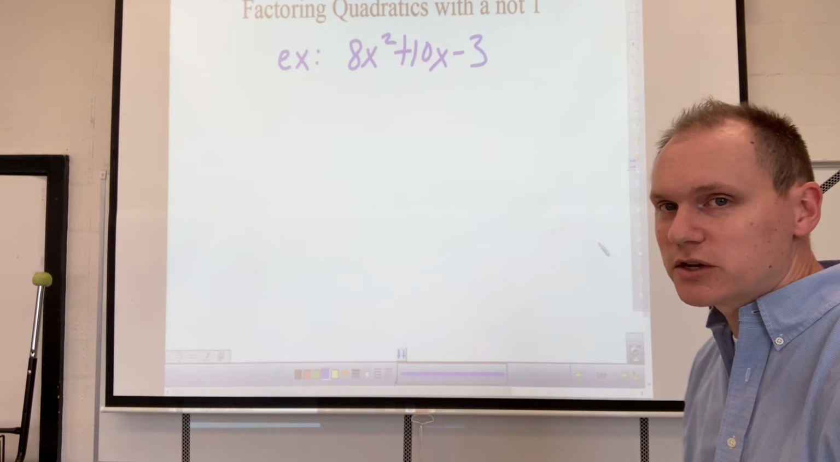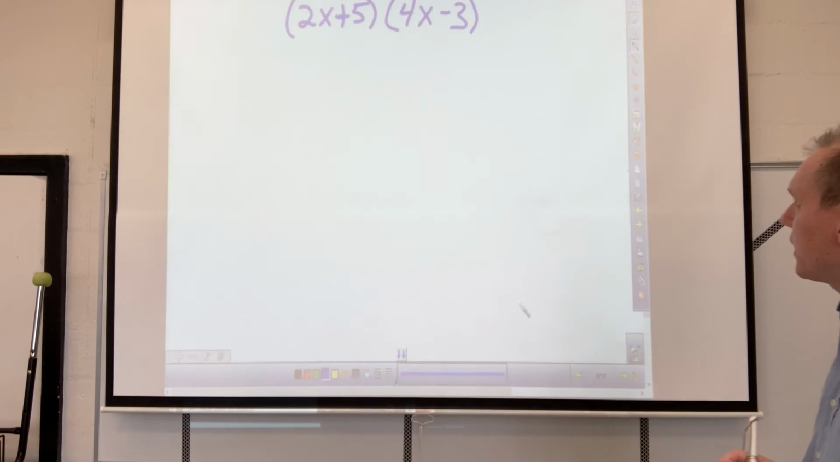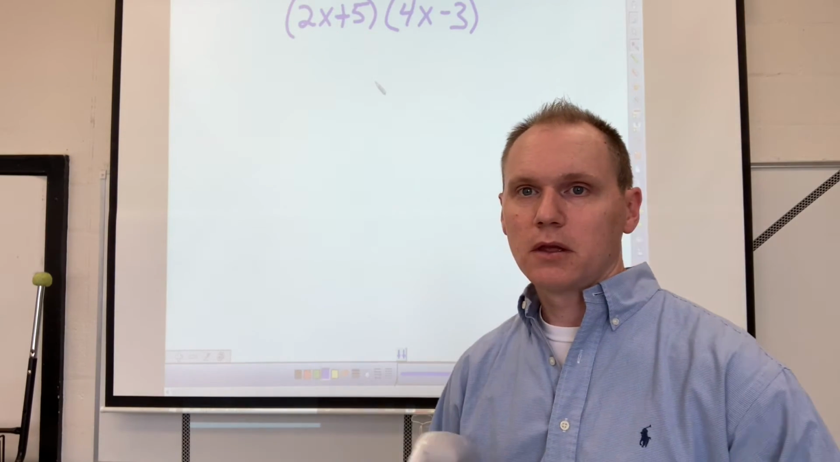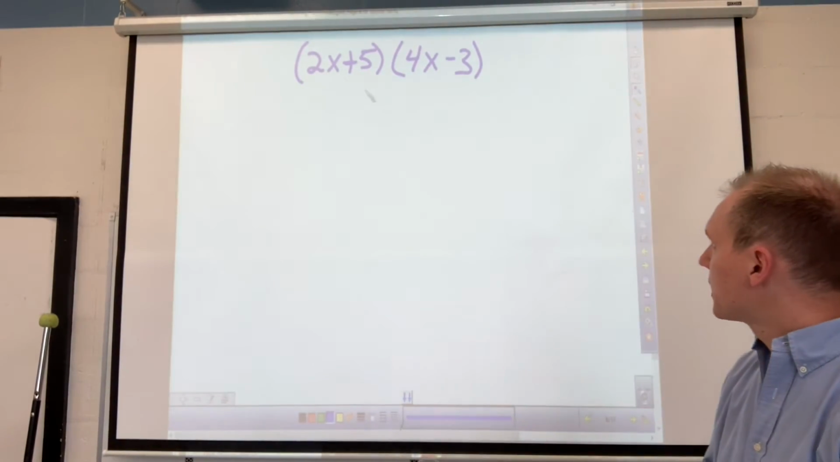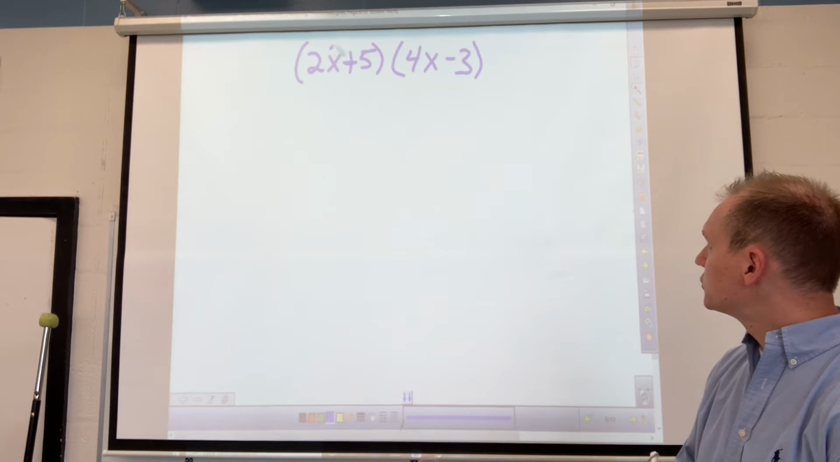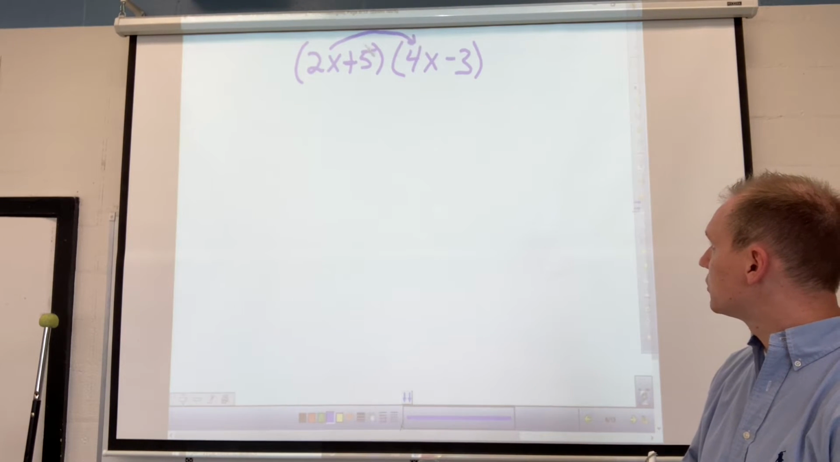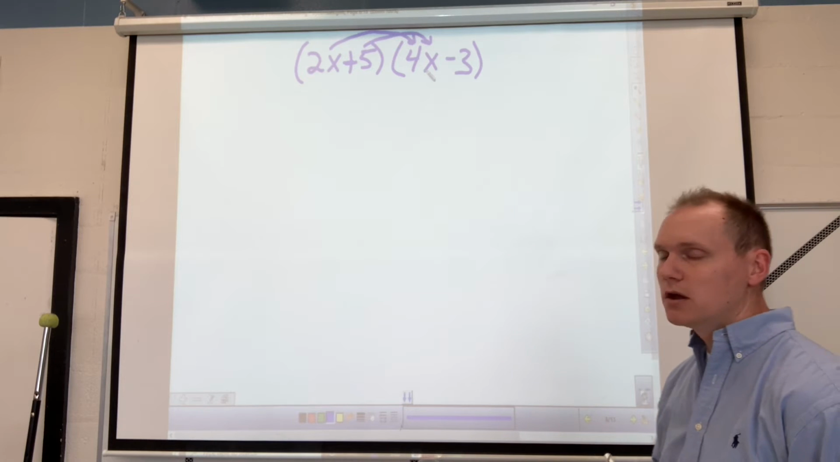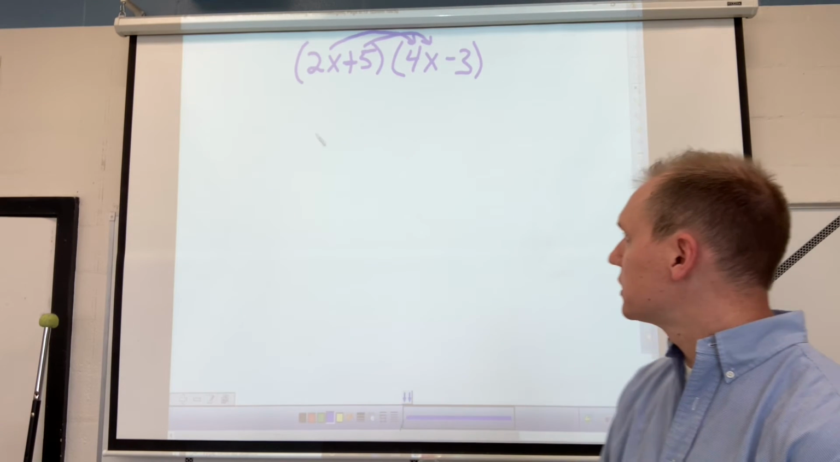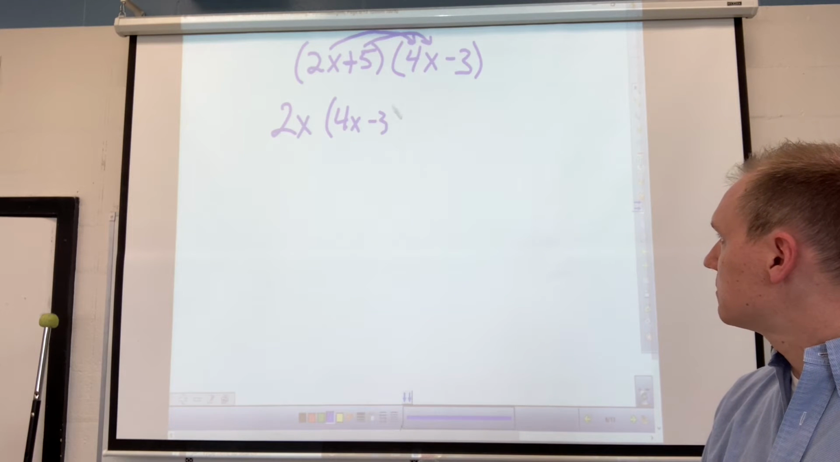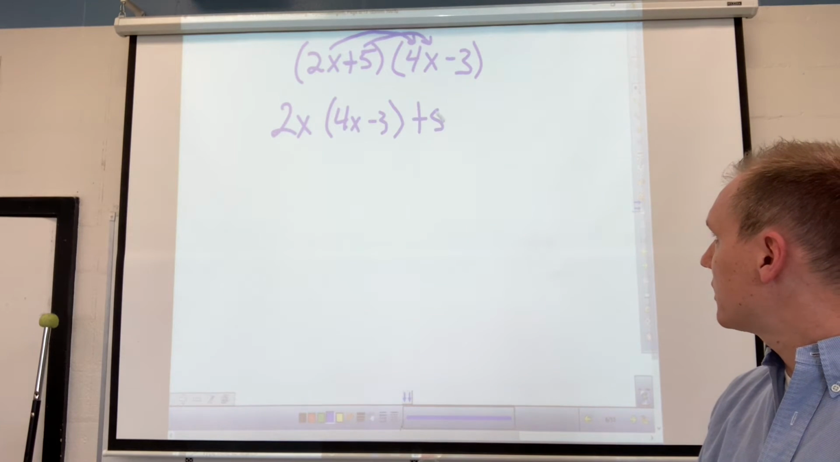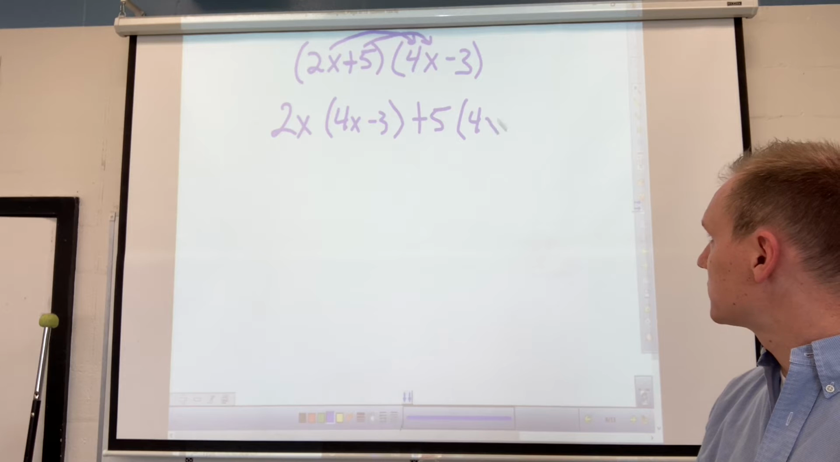But before we actually get into that, I want to remind you of how we distribute something like this. To distribute something like this, like in our last video, we would multiply 2x into this parentheses and then multiply 5 into this parentheses. So we're going to distribute both of those. We're going to get 2x times 4x minus 3 plus 5 times 4x minus 3.